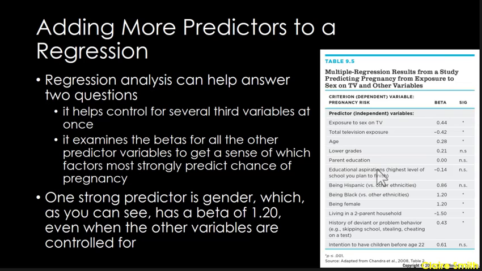So you can see in this example, a strong predictor is gender. Where is it on here? I don't even see it. Where's gender? 1.2. Being female here. Female. Beta of 1.2, right? So even when all the other variables are controlled, that strong beta value shows that being female is a strong predictor of pregnancy risk.